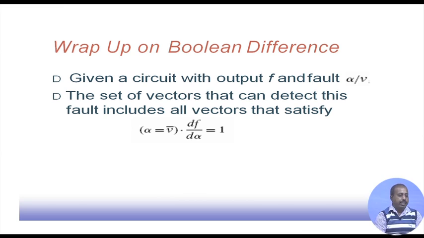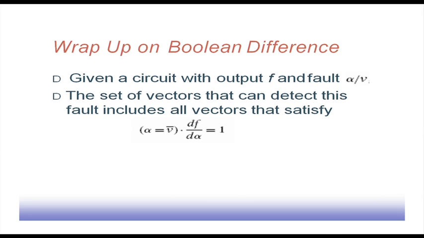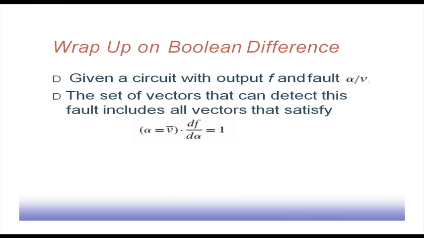So in general, we can say that given a circuit with output f and the fault to be detected, alpha stuck at some value v. So alpha is the signal line and v is the value it is stuck at, 0 or 1. The set of vectors that can detect this fault includes all vectors that satisfy this condition: alpha equal to v bar, the opposite of the fault that we have to excite. So alpha must be equal to v bar, and df/d alpha should be equal to 1. So, this is the formula to be applied for generating the test patterns for the particular fault alpha stuck at v.